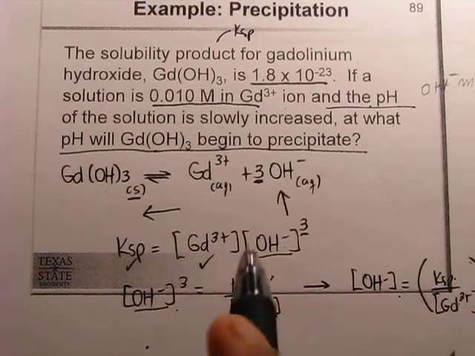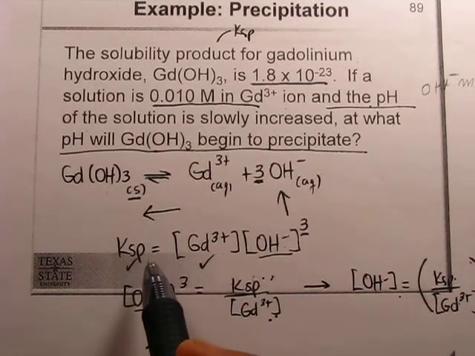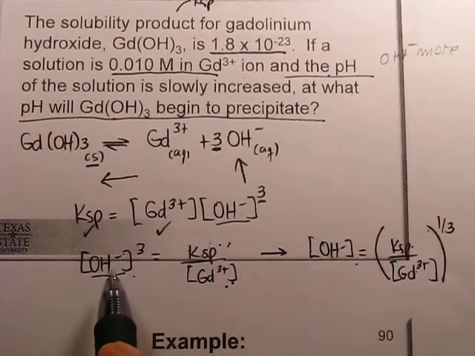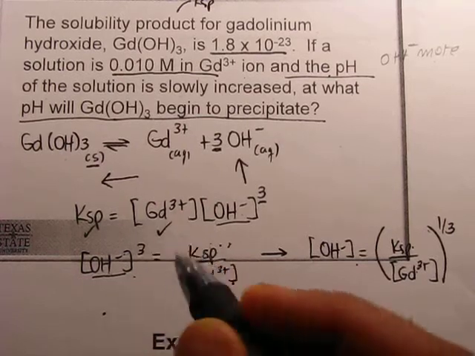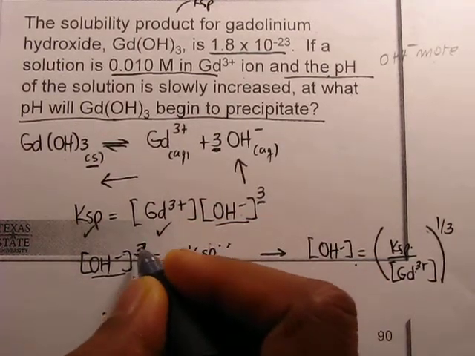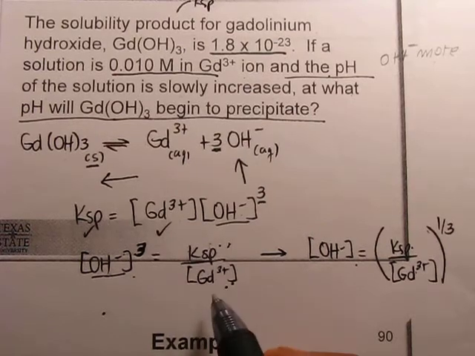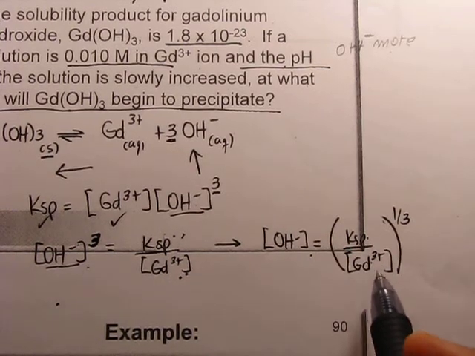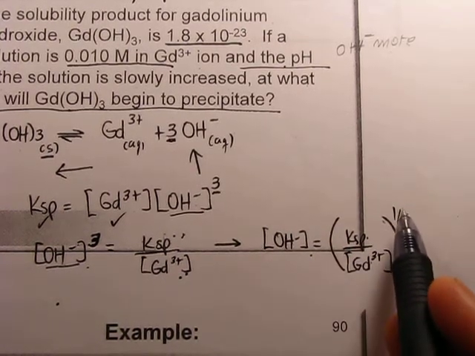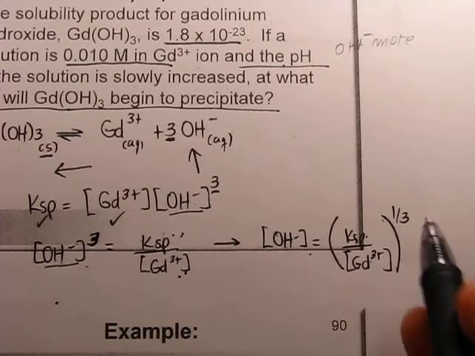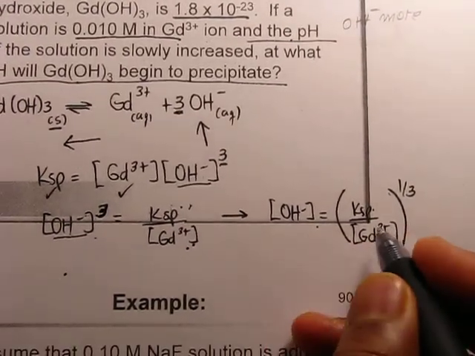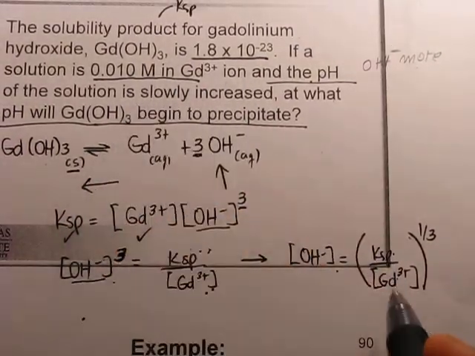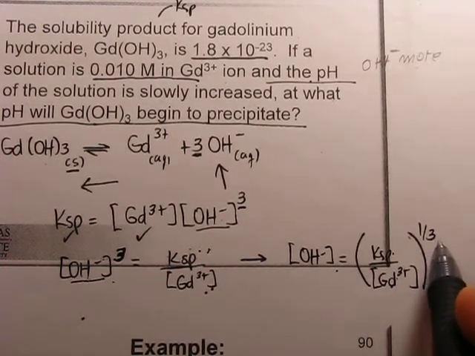So for this type of reaction, first we will write the Ksp expression: gadolinium ion times hydroxyl ion cubed. Then we can rearrange: hydroxyl ion concentration cubed will be equal to Ksp over gadolinium ion. So hydroxyl ion will be equal to Ksp over gadolinium ion, in parentheses, raised to the power 1 over 3. Then we can place all these values, the Ksp value here and the gadolinium ion concentration here, and then take the 1 over 3 power.